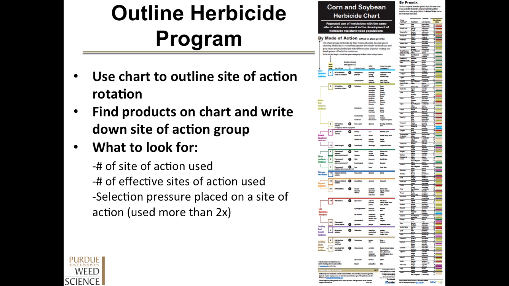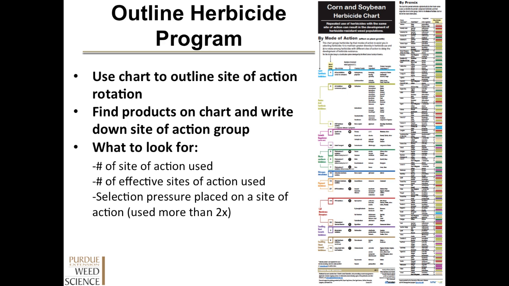So for example, if you're spraying an ALS resistant population of waterhemp, and you write down your program and you write down your sites of action for that program, and you have in there 5 sites of action, but one of them is a site of action group 2, which is ALS inhibitors, and again, it's an ALS resistant population. You would not count that as an effective site of action because that's not being effective on that resistant population. So you would go to saying you have 4 effective sites of action. So that's really what you need to look at, the effective sites of action rather than the total number of sites of action.